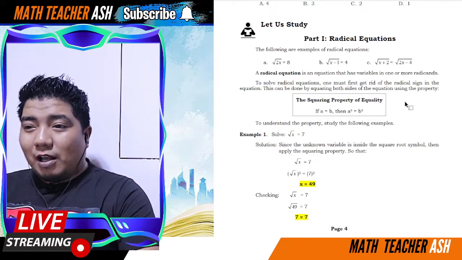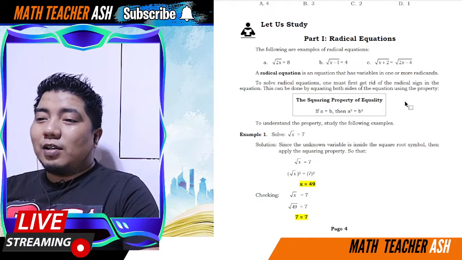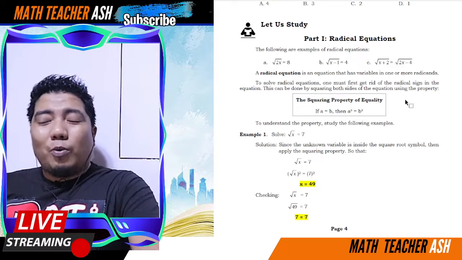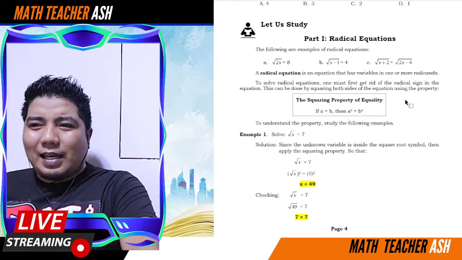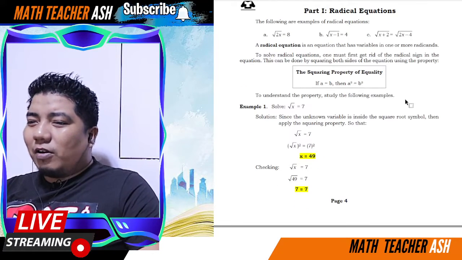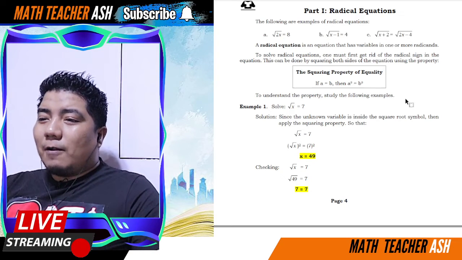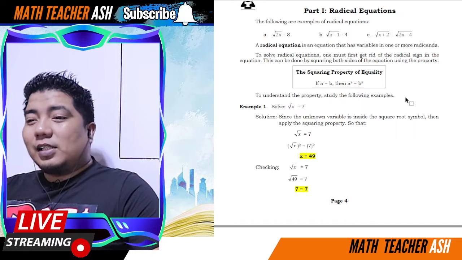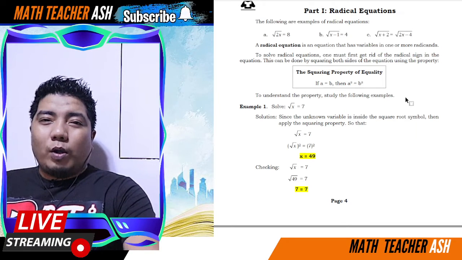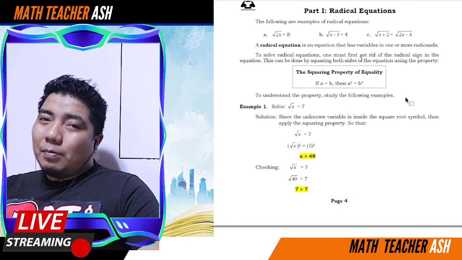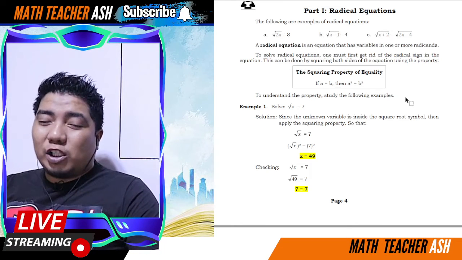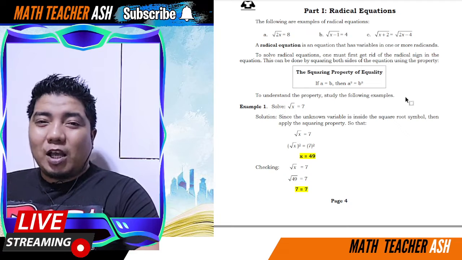So in this module, it says that it is an equation that has variables or variable in one or more radicands. Okay, so napakadali lamang po nito, my dear math learners. Okay, meron itong sinusunod na property of equality. What property is this? This is the squaring property. When we say squaring, para ma-eliminate mo ang radical sign, you need to square both sides of the equation, yung left at saka right.